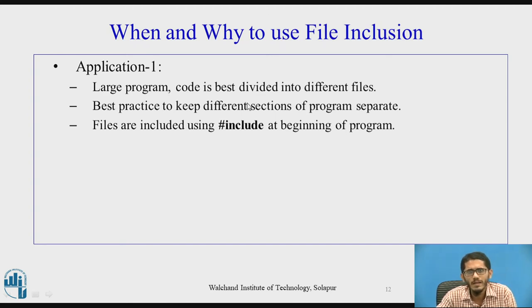So in that case, you can plan for dividing the code into different files. Now, how can this division be done? It will be best to keep the different sections of the program separate, in such a way that all the functions that are doing a particular relevant task, directly or indirectly related, can be kept in one file. Such files are then included using the hash include preprocessor directive at the beginning of the program, as we have done already.